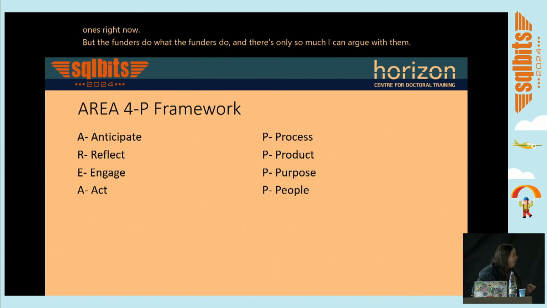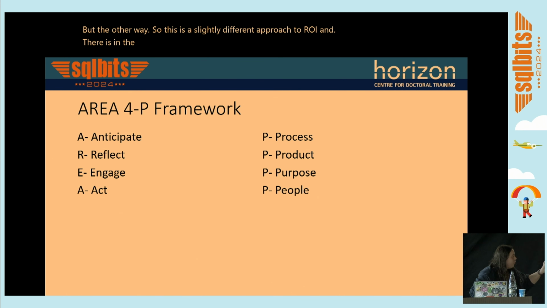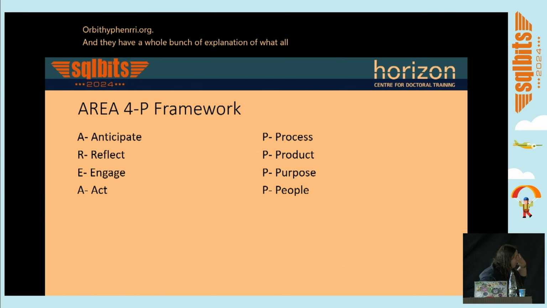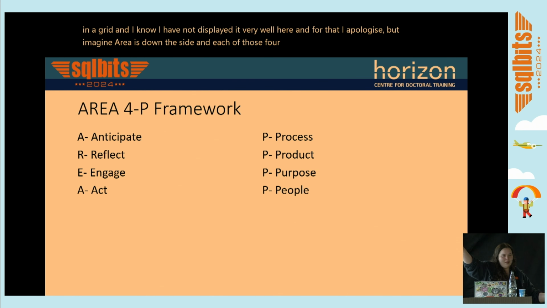But yeah, the other way, so this is a slightly different approach to RRI. And there is, in the slide notes, the website for this, orbit-rri.org. And they have a whole bunch of explanation of what all this is. So the AREA 4P framework sits in a grid, and I know I have not displayed it very well here, and for that I apologize. But imagine area is down the side, and each of those four P's is along the top, right?